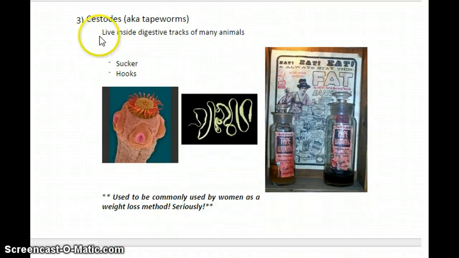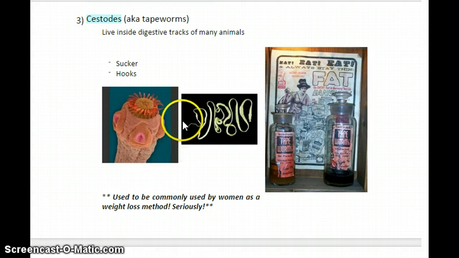Cestodes, even more nasty. These are also a parasitic type of worm. These guys are also known as tapeworms. So maybe you've had a tapeworm, or maybe one of your pets, like your dog or your cat, has had a tapeworm. It's very unpleasant. You have a head here that has what's called a scolex, this little ring of hooks that it uses to hook onto the inside of the digestive tract or the intestines of an animal.